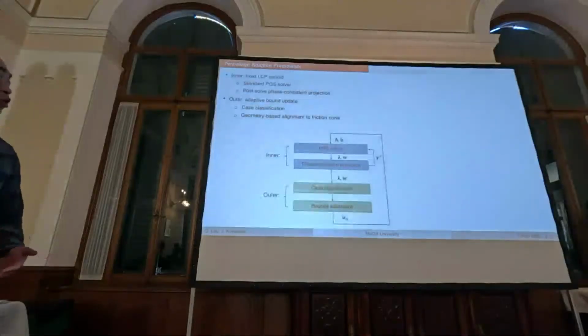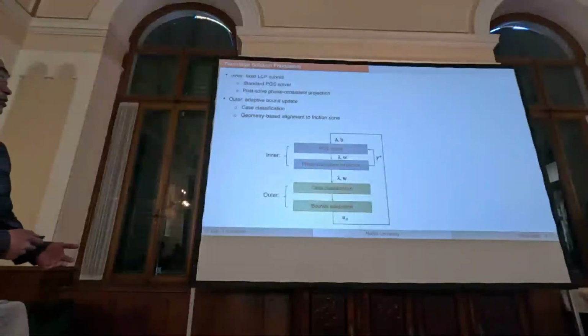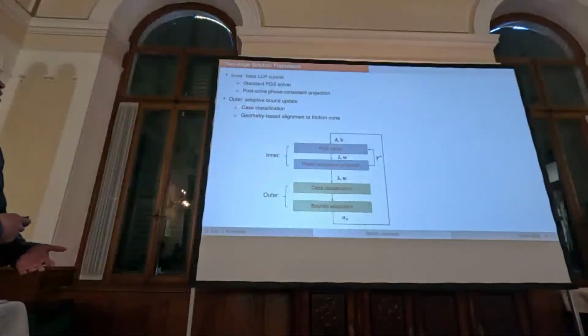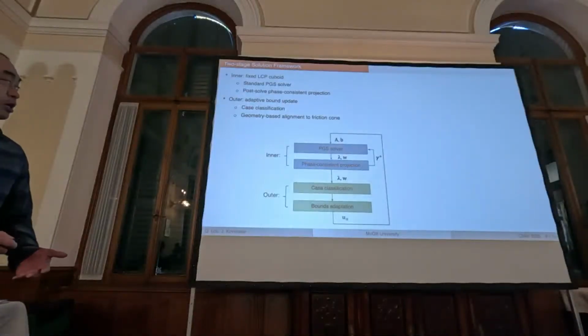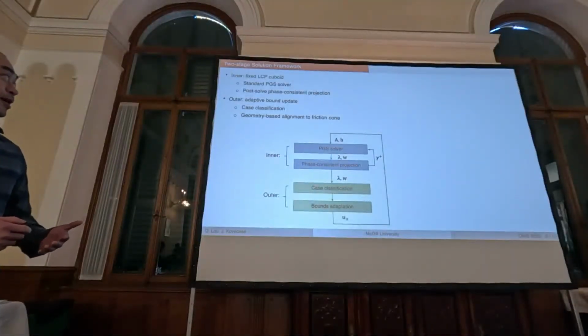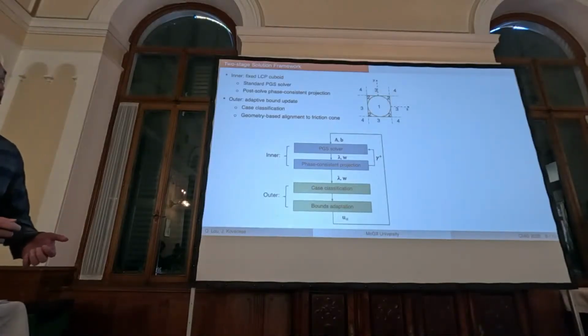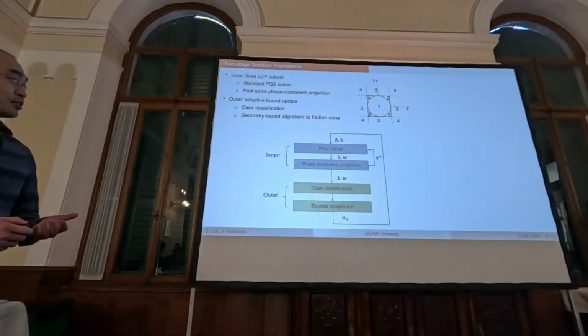To solve the model, we propose this solution framework. It has 2 stages. The inner stage solves a fixed LCP cuboid problem. Here we implement a standard PGS solver, and after that, a post-solve phase-consistent projection is added. Then the outer stage is the adaptive bound update. This stage is not like an iterative convergence method, such as a Newton-type method. Instead, it checks the geometrical mismatch between the friction box and the friction disk, classifies the contact state into 4 different cases, then applies a direct correction.